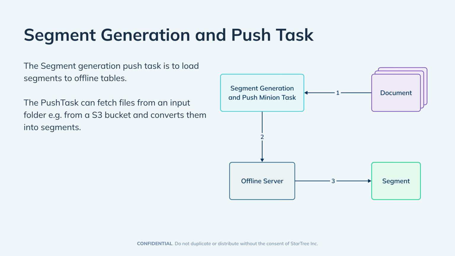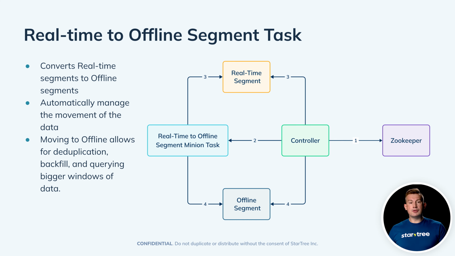The segment generation and push task can generate segments outside of Apache Pinot. For example, you're reading data from S3 buckets and converting it into segments. The real-time to offline segment task converts real-time segments into offline segments. You can automatically manage the movement of data from real-time tables to offline tables for deduplication, backfill, or maybe querying this on bigger windows of data.